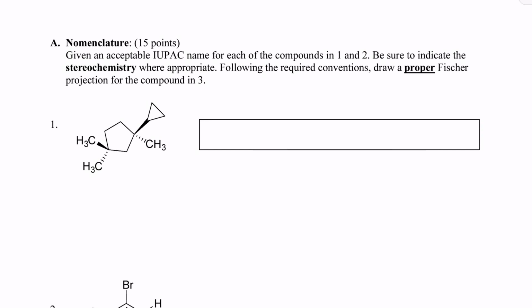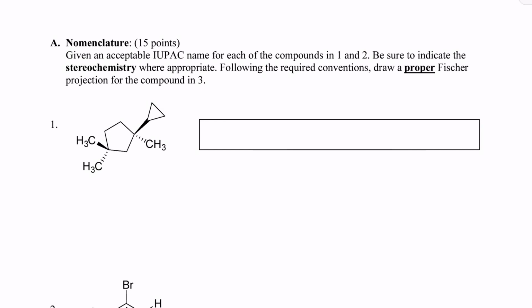For the first question, it's a nomenclature problem, where we are given a cyclopentane compound with a few substituents, and we are asked to give the IUPAC name and also indicate the stereochemistry.